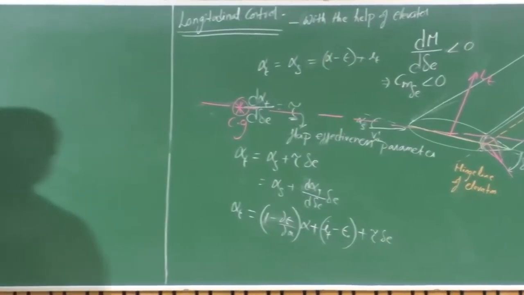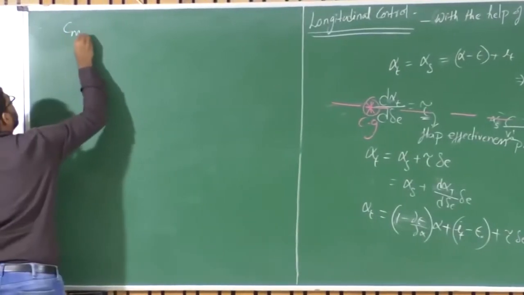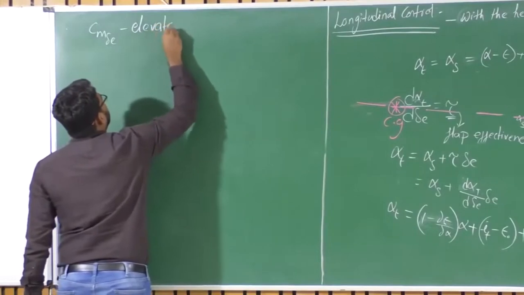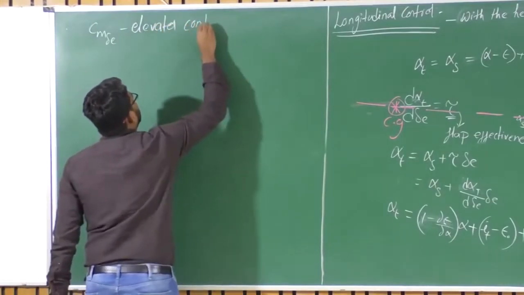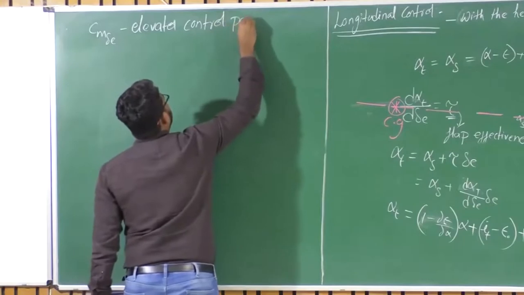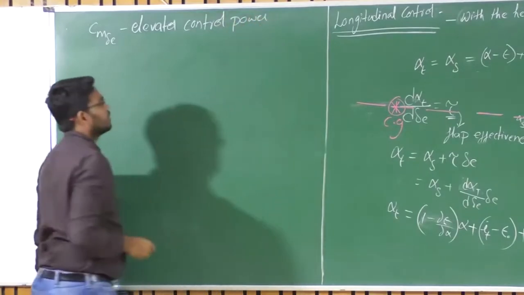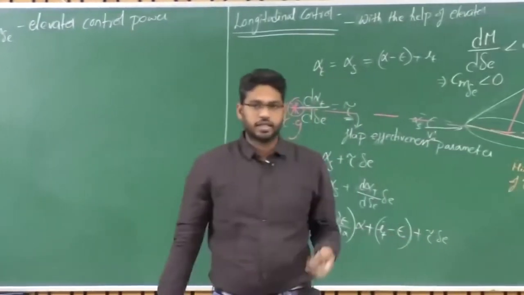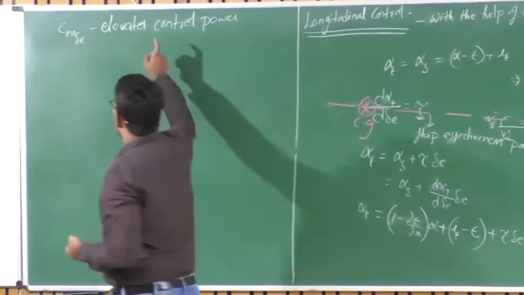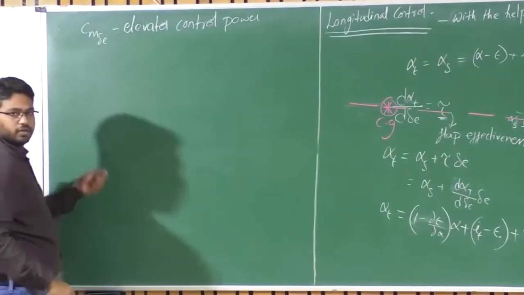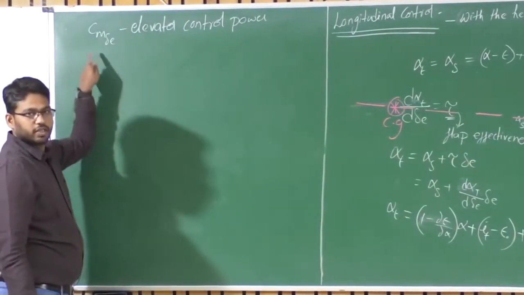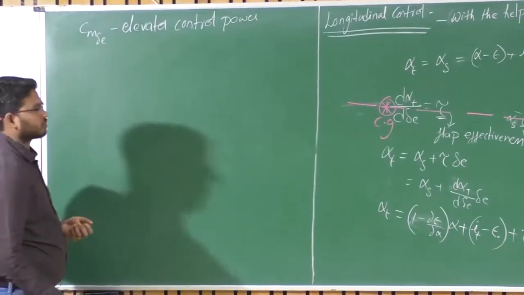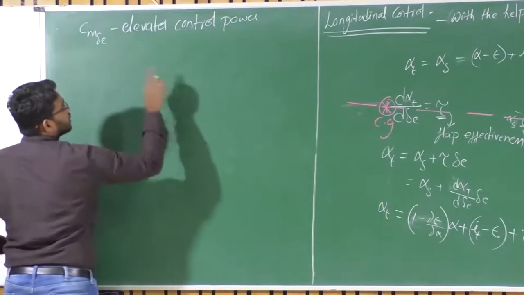So this CM delta E is known as elevator control power. How well you can control your aircraft using the elevator depends upon this parameter CM delta E. So the higher the magnitude, the greater is your control. So the higher the negative value, the greater is your control. CM delta E is negative here, right, CM delta E is less than 0.